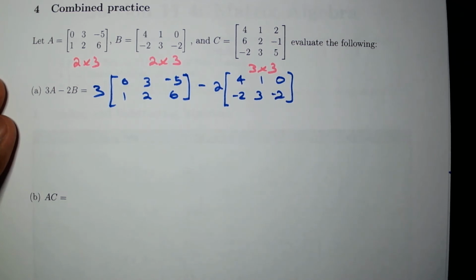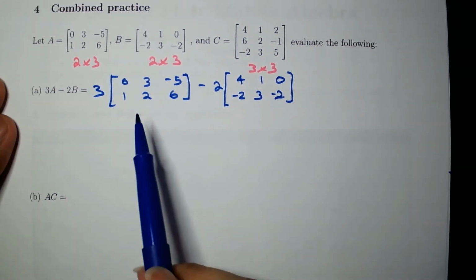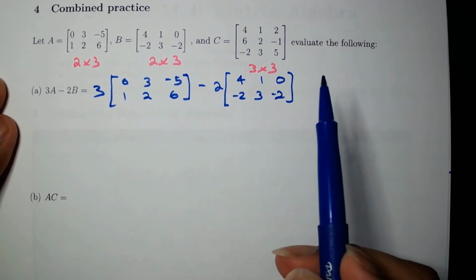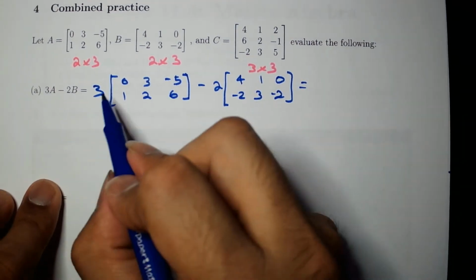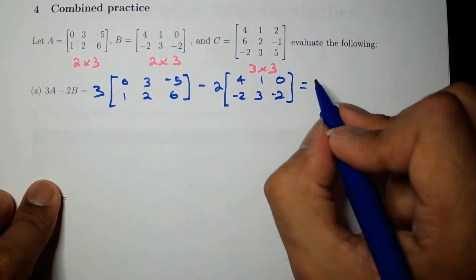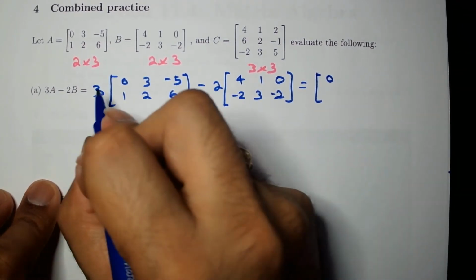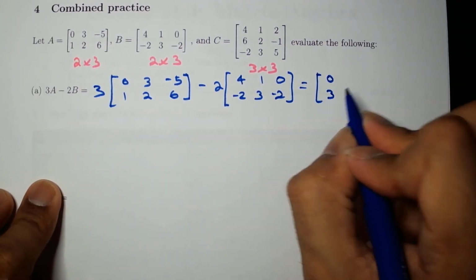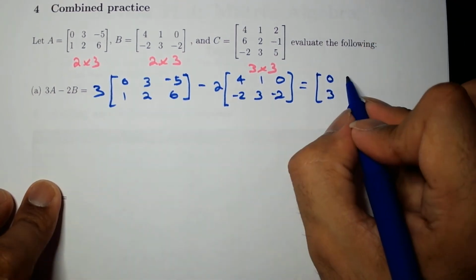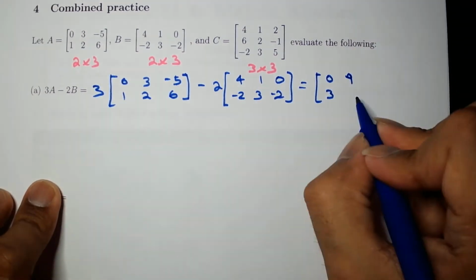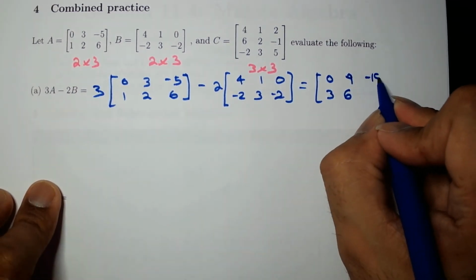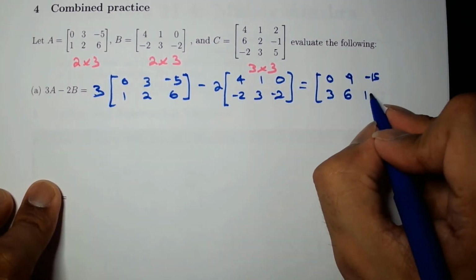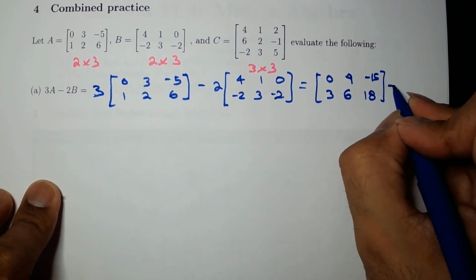So let's multiply by PEMDAS. We do the multiplications first, and then in the end the addition or subtraction. So 3 times 0 is 0, 3 times 1 is 3. 3 times 3 is 9, 3 times 2 is 6. 3 times negative 5 is negative 15, and 3 times 6 is 18. And then we subtract.